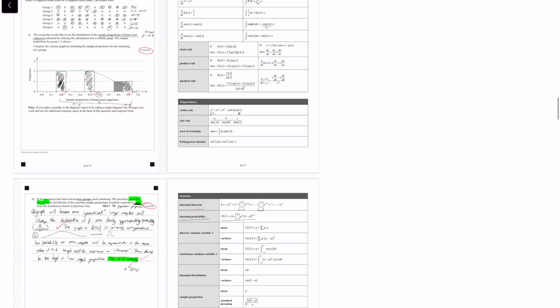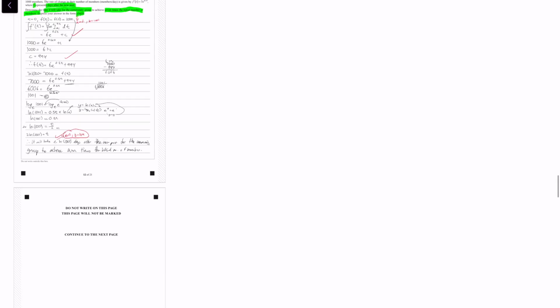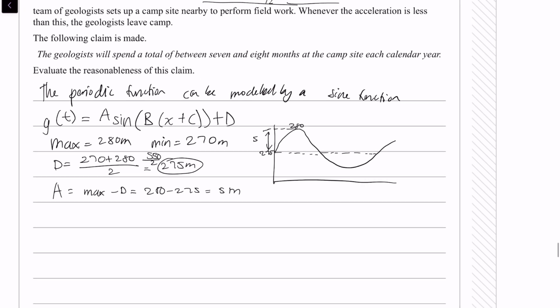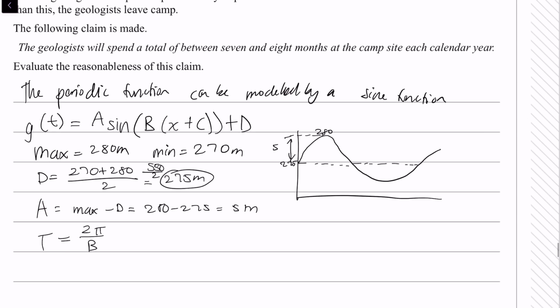No, it is not on the formula sheet, so you'll have to memorize this in case I haven't seen it there. Then the formula for our period, which is capital T, so note the difference between lowercase t, time, and period, capital T, is equal to 2 pi over capital B, which is our dilation factor on the x here.